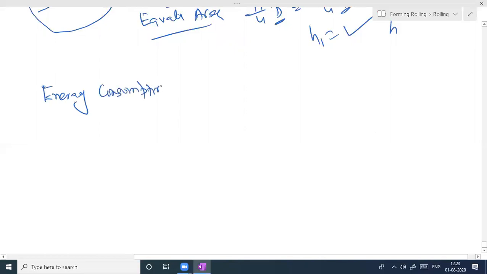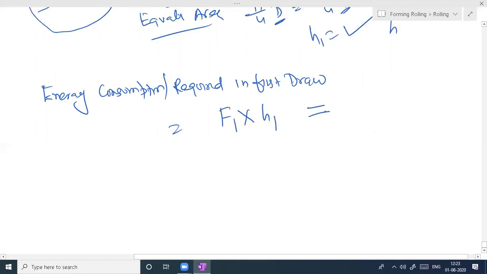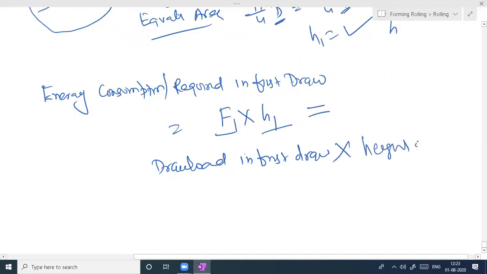The energy consumption required in a first draw will be equal to the first draw load F1 into H1. Just to multiply, F1 is the drawing load in a first draw, and that is the height of the cup after first draw.